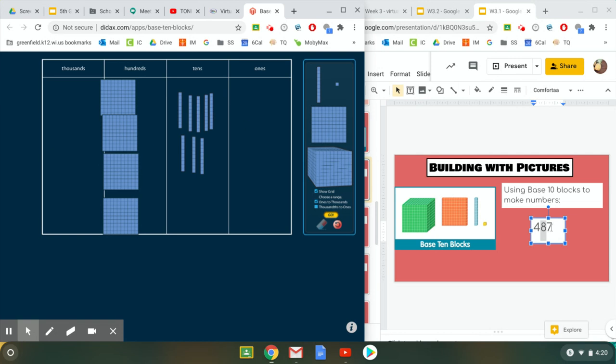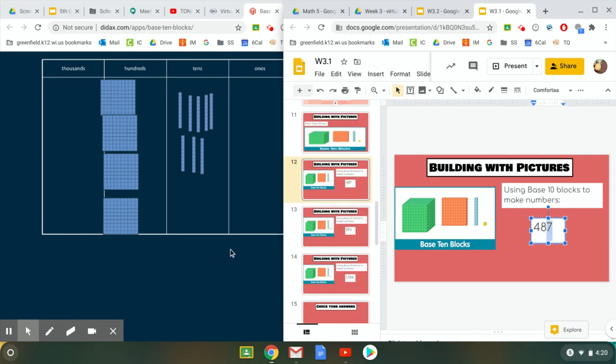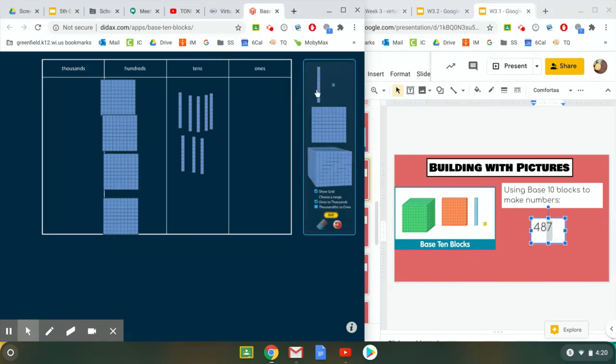Our last place value is the ones. There's a 7 in the ones, so that tells us that we are going to need 7 of these ones. Now I like to group them in groups of 5 just so it makes it easier for me to do my counting. So 6, 7. All right, so 4 hundreds, 8 tens, and 7 ones. All together, this makes 487.